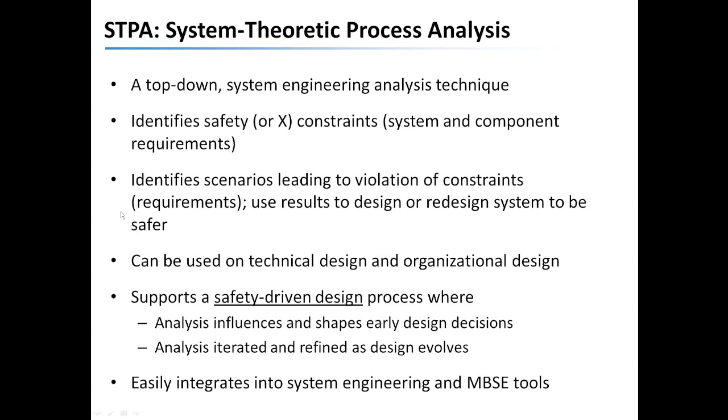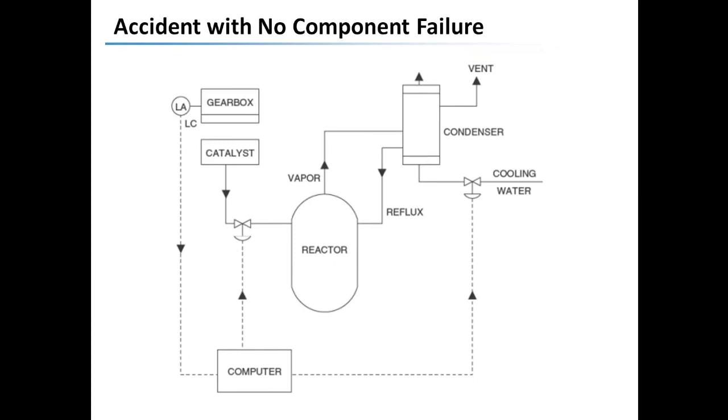It identifies the scenarios leading to the violation of the constraints, the requirements, and then we can use those results to design or redesign the system to be safer. So we can do two things. We can generate the requirements, and we can look at how those requirements might be violated so we can design the system to be safer. It can be used on technical design, organizational design, human factors, humans. It supports a safety-driven design process where the analysis influences and shapes the early design decisions, and it's iterated and refined as the design evolves. And as I said, it's easily integrated into system engineering and model-based system engineering tools because we've been able to do that.